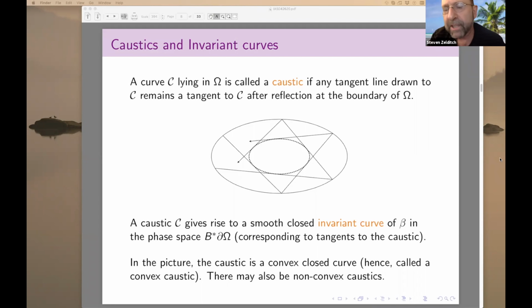I know a lot of you have seen caustics before, but maybe it's not so familiar that caustics correspond to invariant curves. I'm going to draw you a whole bunch of pictures of this in a moment. Are we okay?